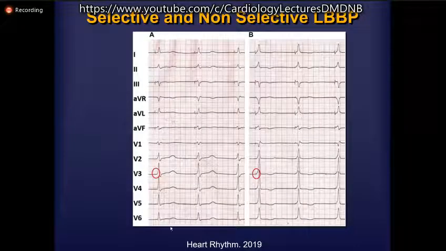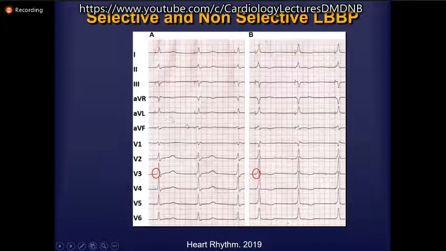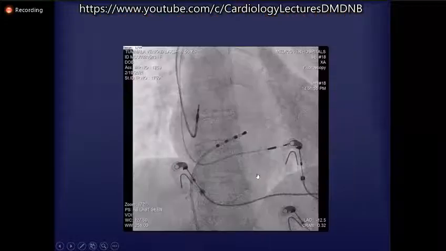Again, just like we mentioned for His bundle pacing, you can also have selective and non-selective left bundle pacing. On the left, you have selective pacing where you have this tiny pacing artifact, very small isoelectric interval, and then a narrow looking QRS. You can see the small RSR like pattern in V1. And on the right panel, you have the non-selective left bundle capture where you don't have that isoelectric interval and a slight pseudo delta like appearance.